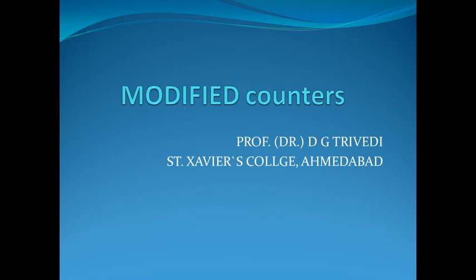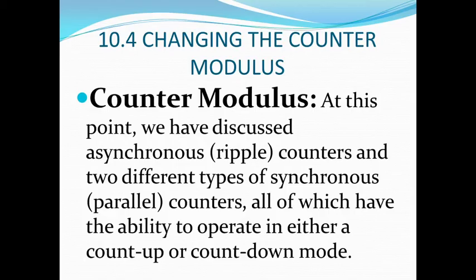What are modified counters? Until now, you have studied different types of counters: the asynchronous counter and two different types of synchronous counter. In asynchronous counters, you have studied the ripple counter, the 3-bit ripple counter, and the 3-bit up-down ripple counter, and then two synchronous counters, that is steering logic and look-ahead logic. All these counters work in count-up mode as well as countdown mode.